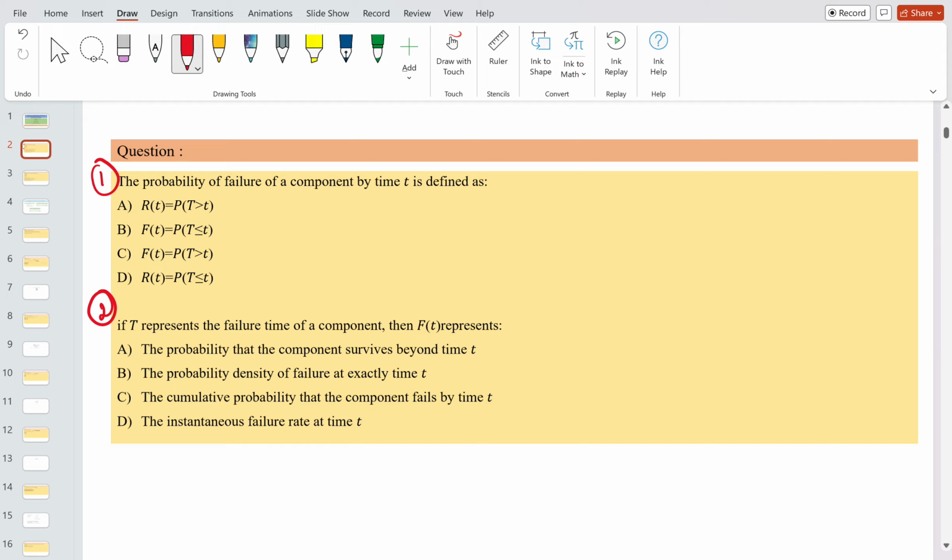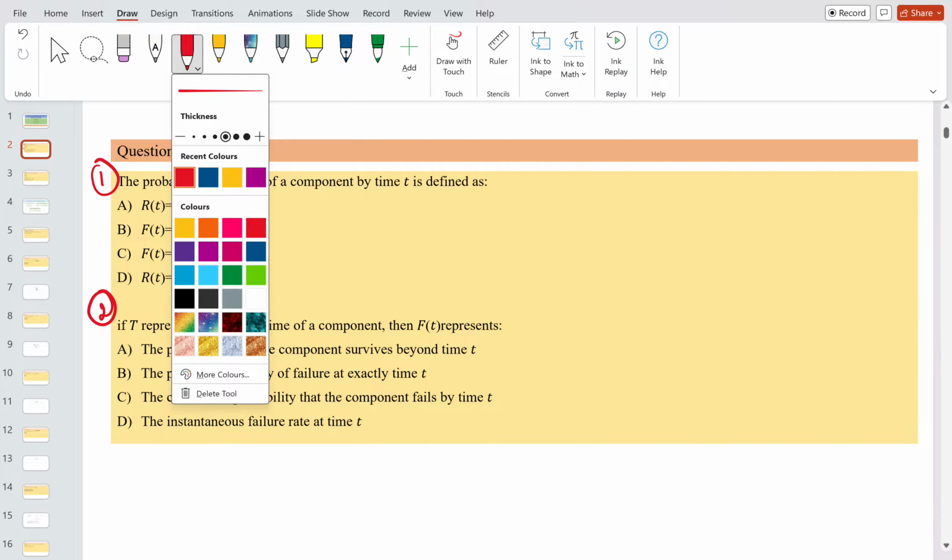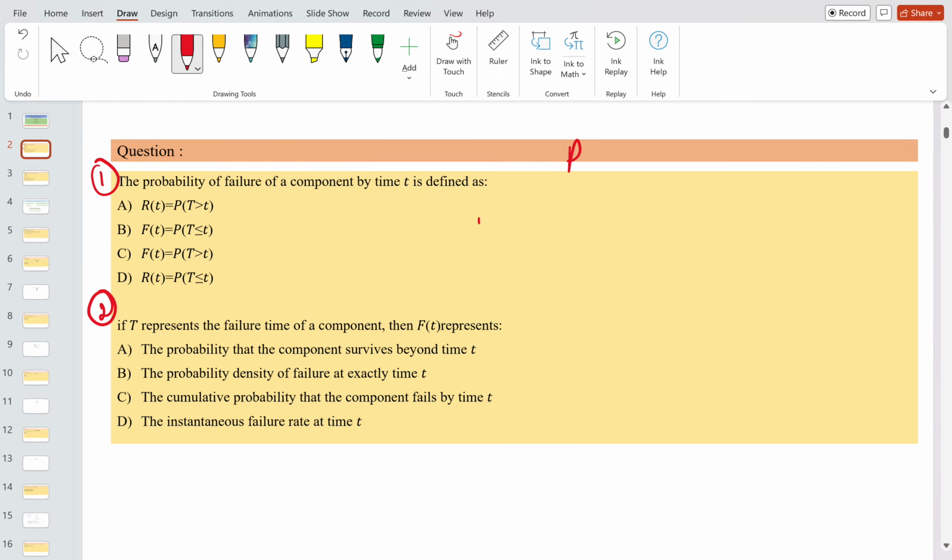Okay, let me give the solution for the first problem. So, there are two terminologies given here. First is reliability, which is denoted by R, and the second is failure. Failure is denoted by F.